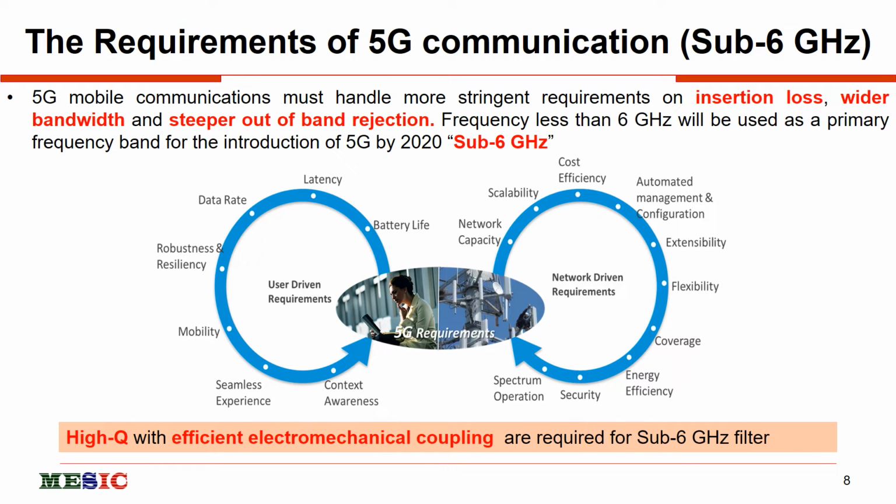So what are the requirements of 5G, or sub 6G, which is already being used in today's communication systems? 5G was introduced recently in 2020, and is also called sub 6G. So a high quality factor and efficient electromechanical coupling are required for sub 6G.